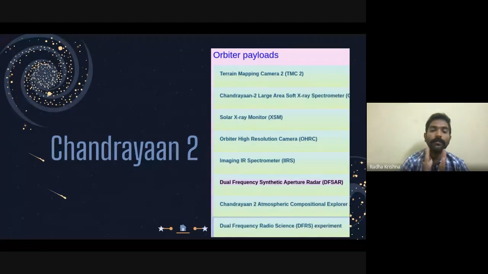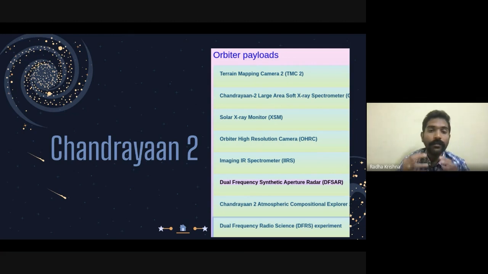So first thing this Chandrayaan 2 orbiter has is the terrain mapping camera. So this is like a normal camera, like Google Maps, how Google Maps shows. This is also a camera which is showing black and white images of 5-meter resolution. That is standard that you can understand. Chandrayaan 2 large area soft X-ray spectrometer is like spectroscopy you're doing in X-ray wavelengths, right?